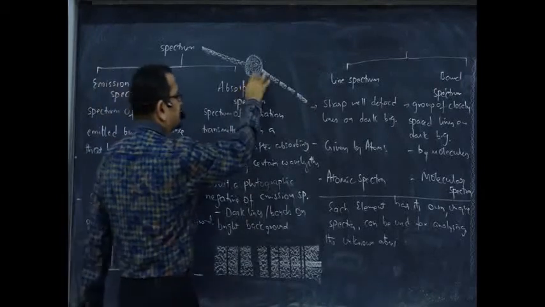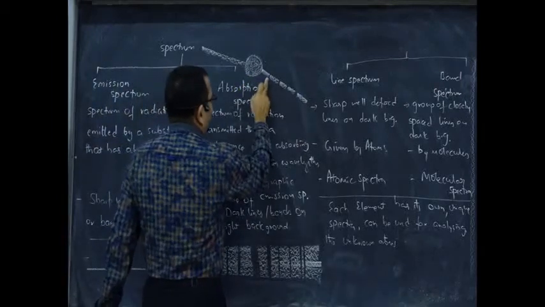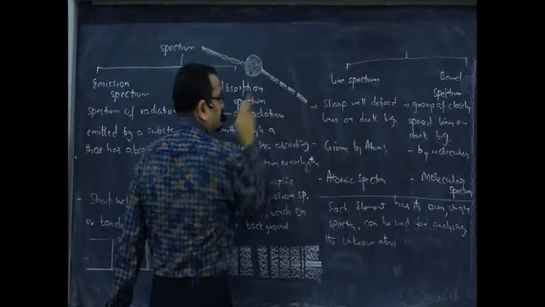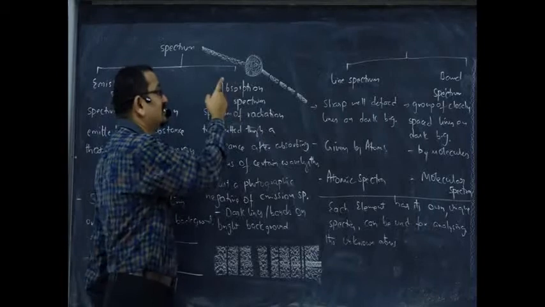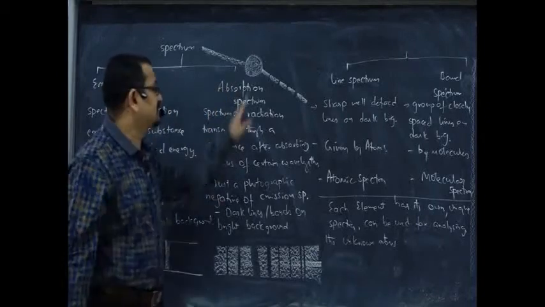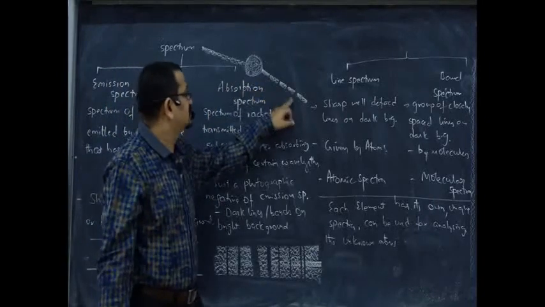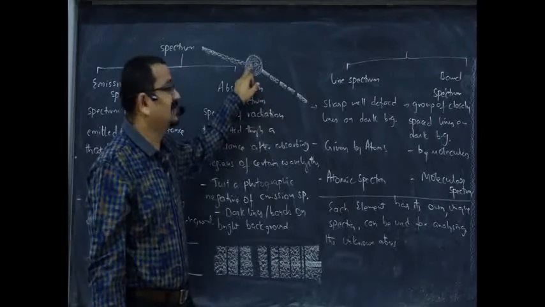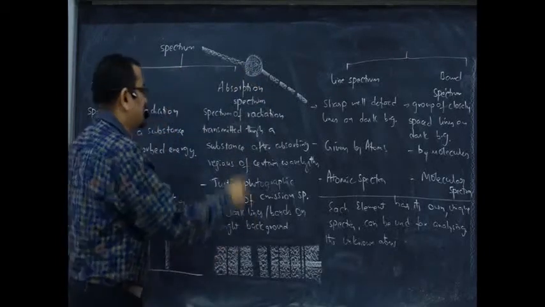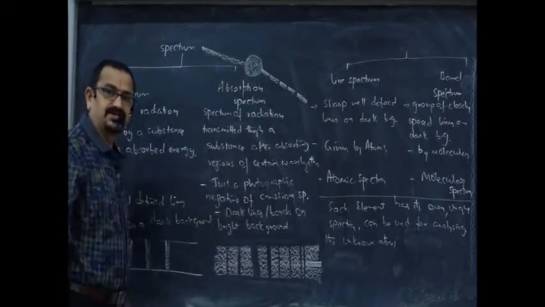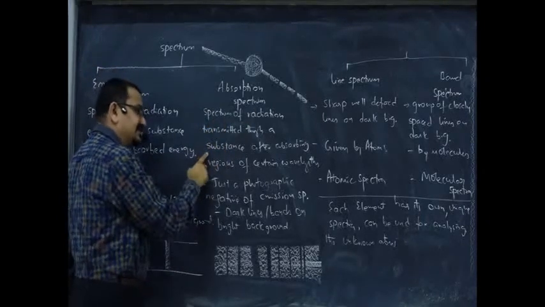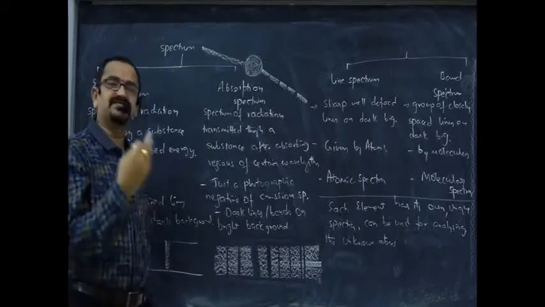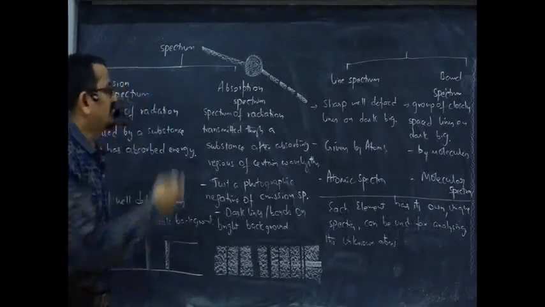Now the radiation that is transmitted out of the substance has some gaps, dark gaps. Have you noticed? These gaps correspond to the wavelengths of the radiation absorbed by the substance. Such a spectrum is called an absorption spectrum. Spectrum of radiation transmitted through a substance after absorbing regions of certain wavelengths is called an absorption spectrum.